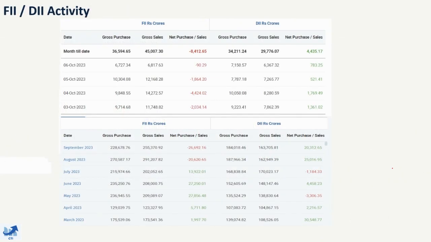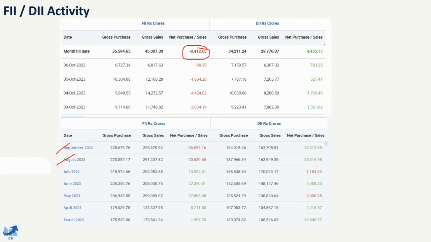So having a look at the FII and the DII activity, well, FII has been on a continuous selling mode. You can see the entire August they were in a selling mode. September was also in a selling mode, and right now they are continuing the same with the October month as well. Right now, 8,400 crores worth of cash segment stock has been sold.